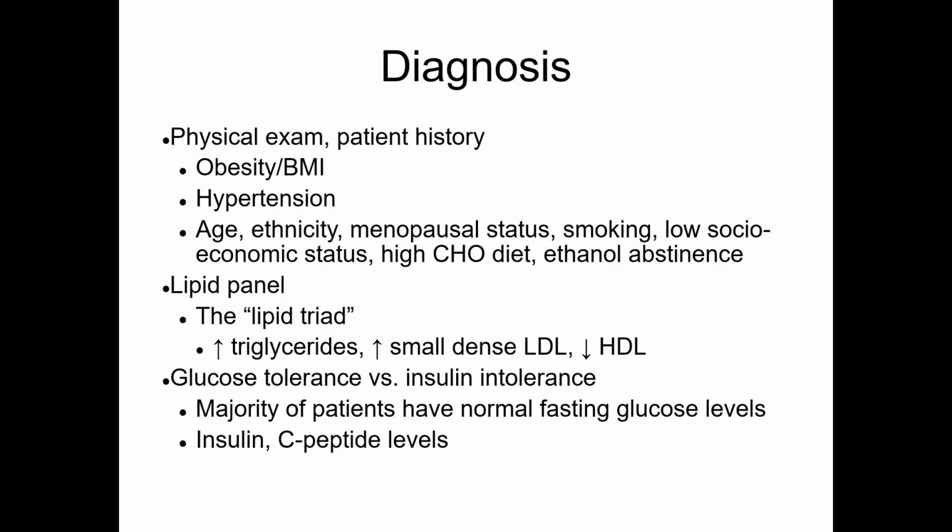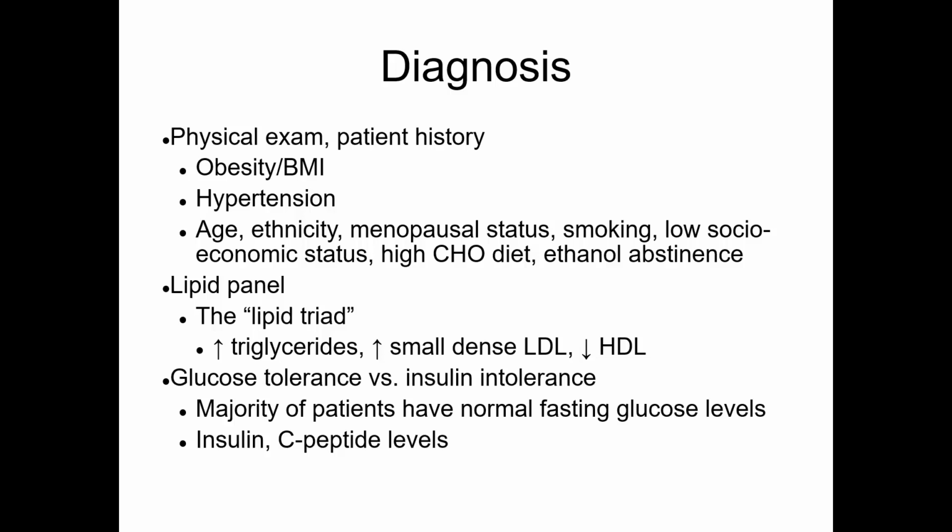The diagnosis for metabolic syndrome is based on physical exam and patient history, so obesity or BMI, hypertension, age, ethnicity, menopausal status, smoking, low socioeconomic status, high carbohydrate diet, and ethanol abstinence. A lipid panel showing the lipid triad, so increased triglycerides, increased small dense LDL, and a decreased HDL, would be indicative of metabolic syndrome. Glucose tolerance versus insulin intolerance.